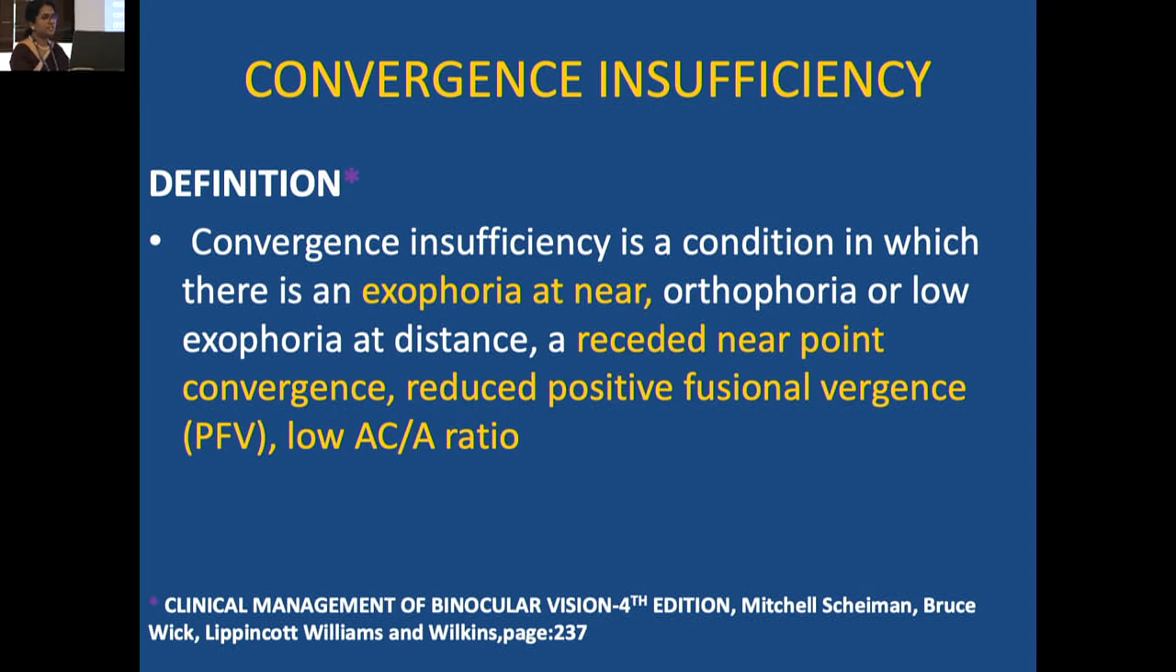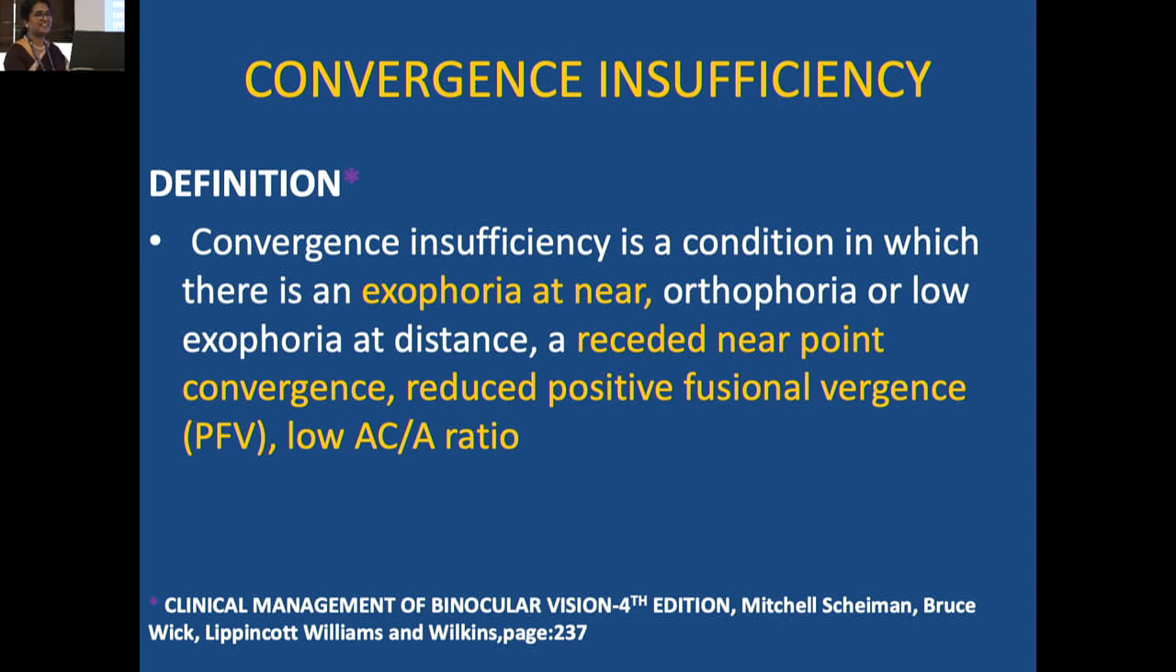As I told, one of the most common and most undiagnosed causes of visual efficiency problems in children is convergence insufficiency. Convergence insufficiency is a condition in which there is exophoria at near, orthophoria or low exophoria at distance, a receded near point of convergence, reduced positive fusional vergence and a low AC/A ratio.